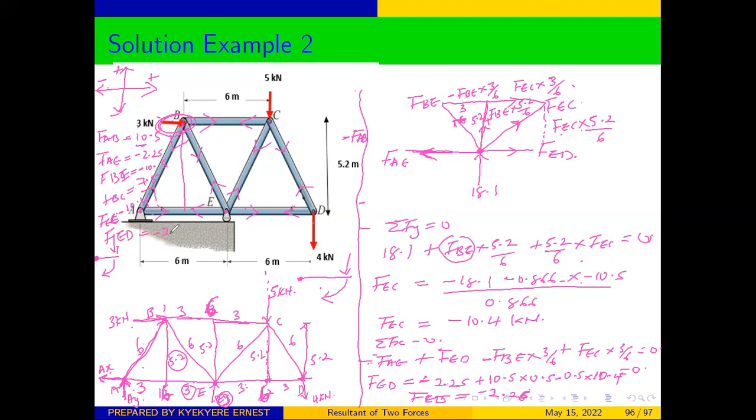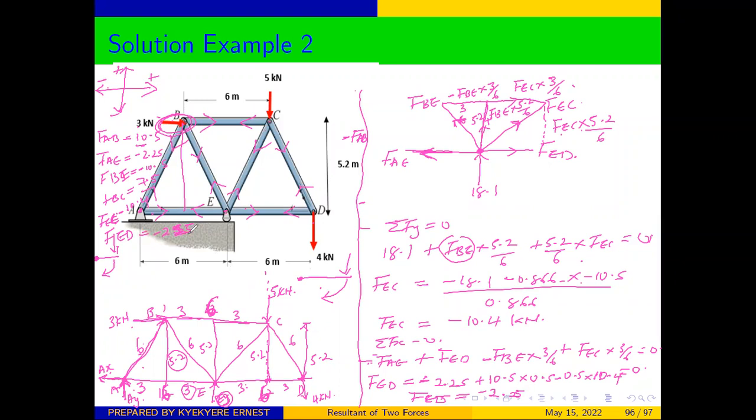FED equals negative 2.25 or negative 2.26. Let's take it to 2.26. No, this is giving us 2.25. So this is 2.25. That will be 2.25.